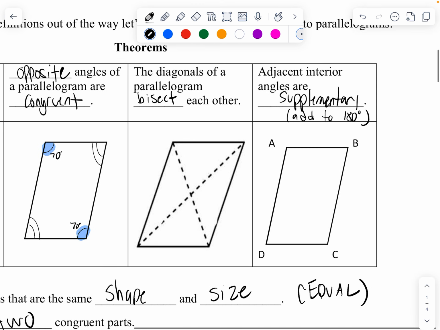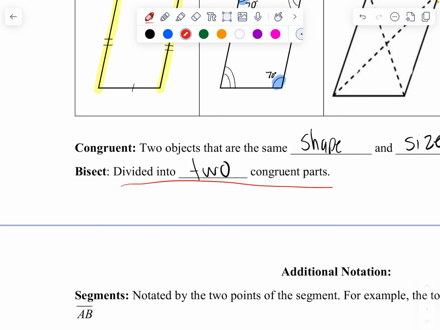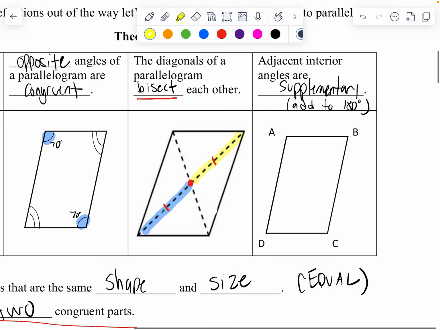Your third only applies to the diagonals of the parallelogram, and those diagonals bisect each other. Bisect essentially means that it's divided into two congruent parts. So you have your midpoint, but that means that this section is congruent to that one, right? So that segment is congruent to the other segment. Okay, so that's what it means to bisect. You're guaranteed that those two are equal sections when you cut it.